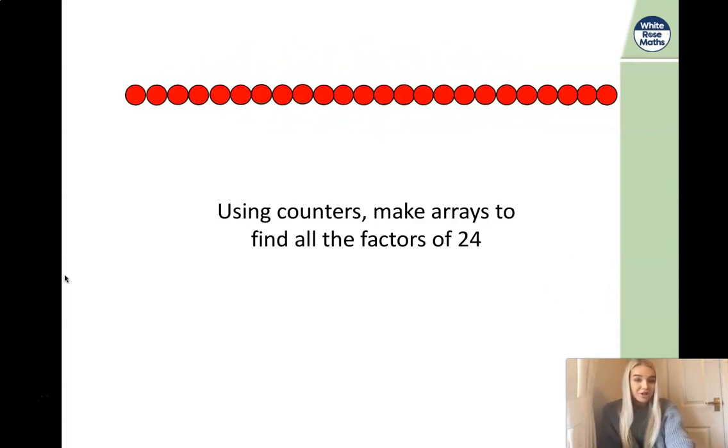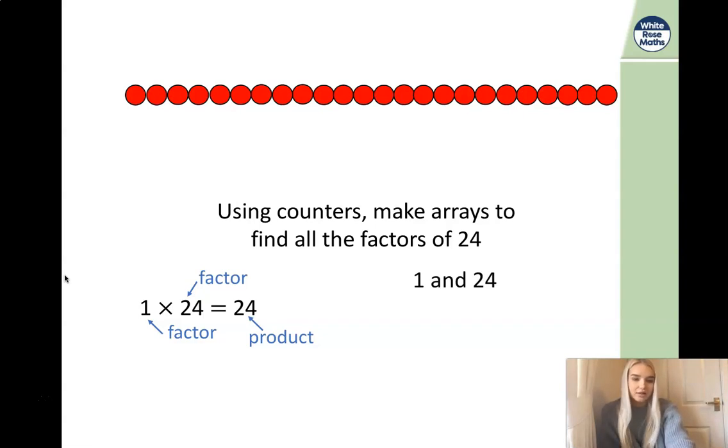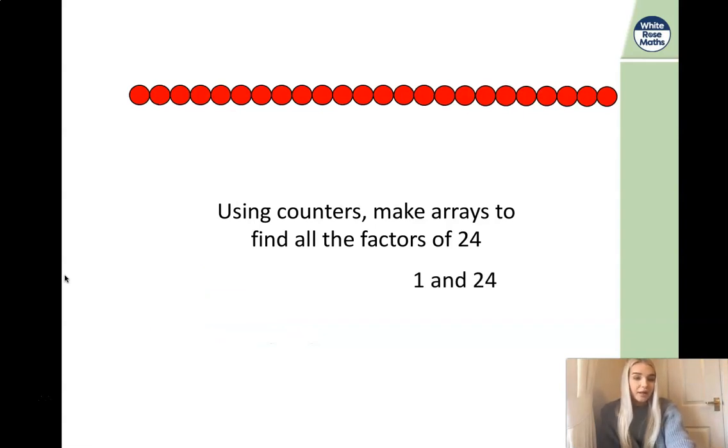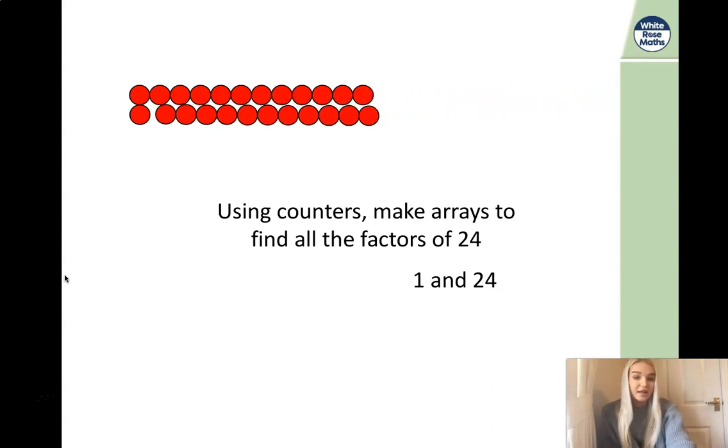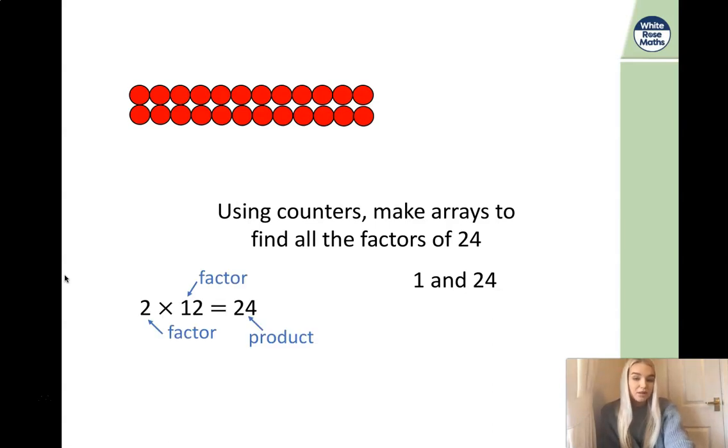First of all, we can arrange it into one long row, and we can see here that 1 and 24 are factors of 24, because 1 multiplied by 24 gives the product of 24. So those are our first 2 factors. Let's have a look now in order and see if the number 2 is a factor of 24. So we have now made columns of 2, and we can see that 2 is a factor of 24, because 2 multiplied by 12 gives us the product of 24.